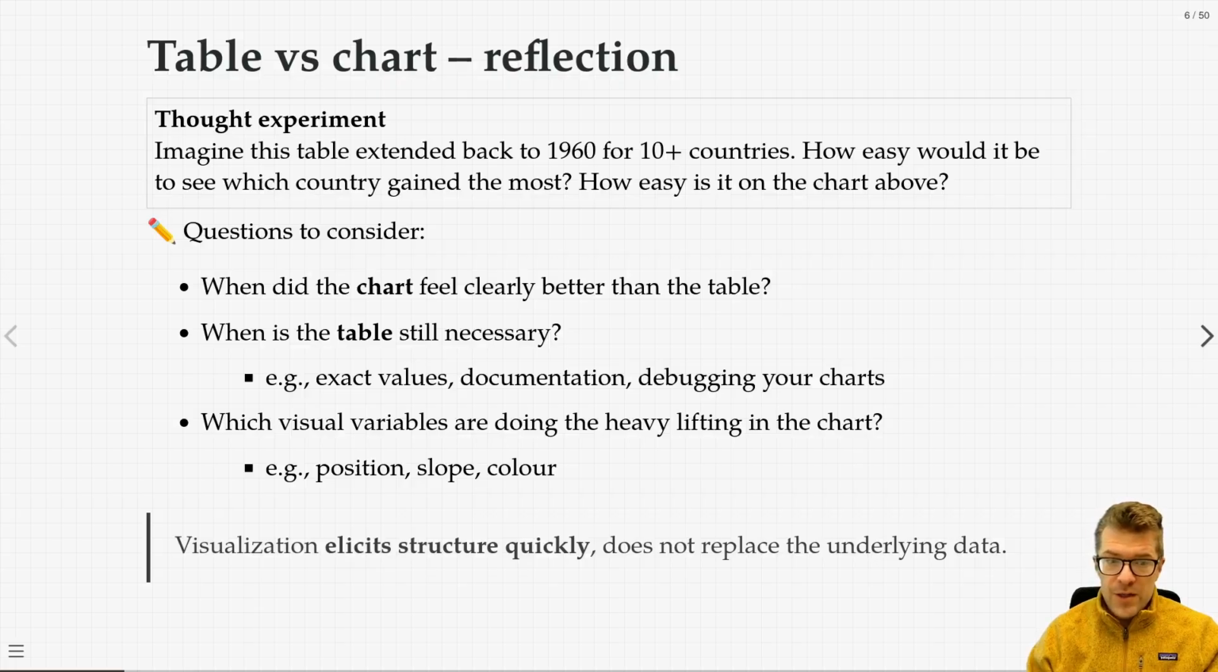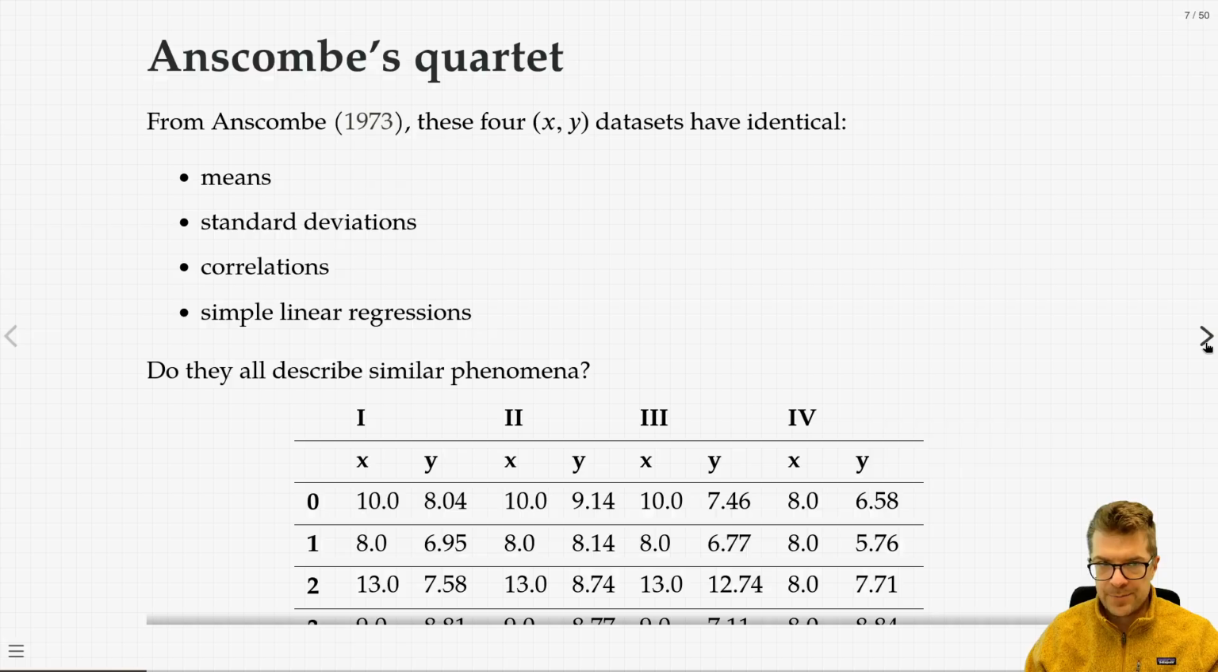And then finally, which visual variables, which we haven't really described yet, but you've kind of seen color, shape, size, and so on, which visual variables are doing most of the heavy lifting in the chart to tell you the important information that we're trying to glean from the data. So generally we know the visualization elicits structure quickly. We saw that linear relationship extremely quickly in a way that we just couldn't from the table. But sometimes we might still need the raw underlying data.